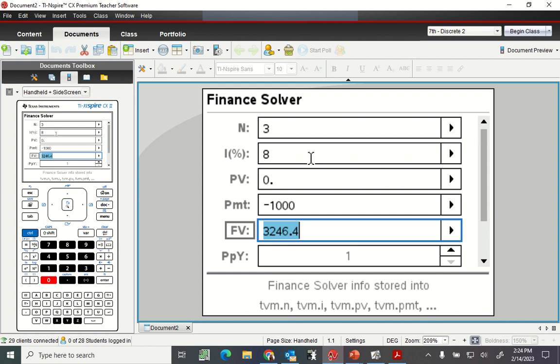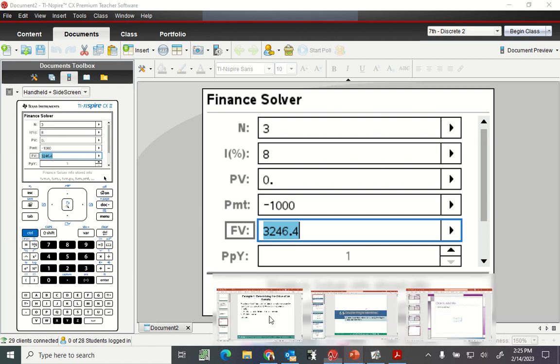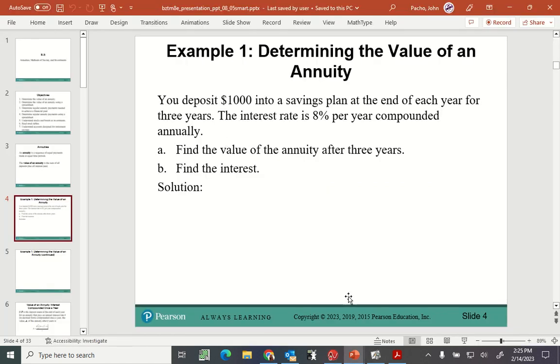Anyone not get that? 3,246.40. That's going to be part A. Anyone struggle with that? Alrighty. So that's going to be for part A of this question. And part B says find the interest.